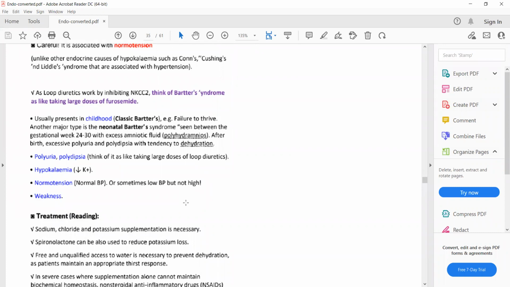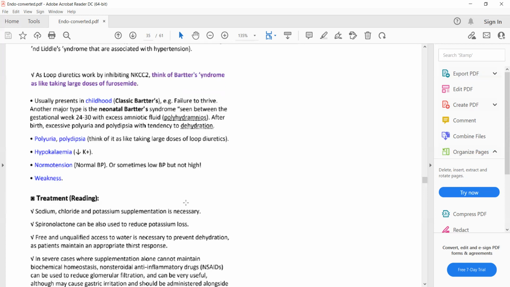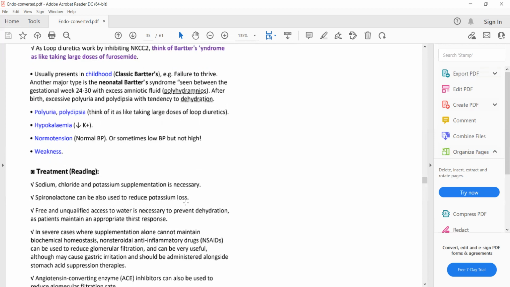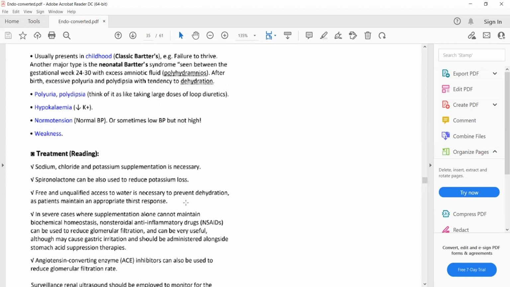And after birth, the child usually presents with polyuria and polydipsia. Polyuria and polydipsia are also features of diabetes insipidus, but in diabetes insipidus, there is no hypokalemia. So Bartter syndrome will present as polyuria, polydipsia, failure to thrive, etc. The main problem is loss of salt, loss of electrolytes and loss of fluid.